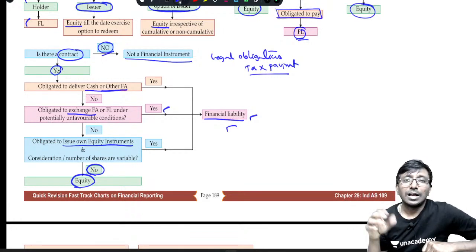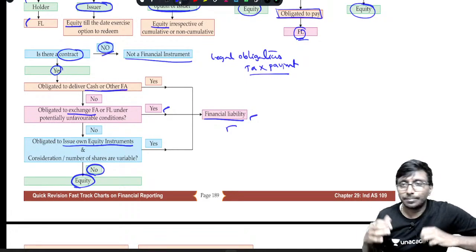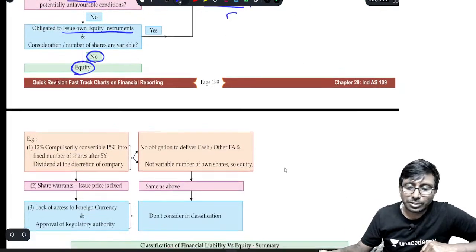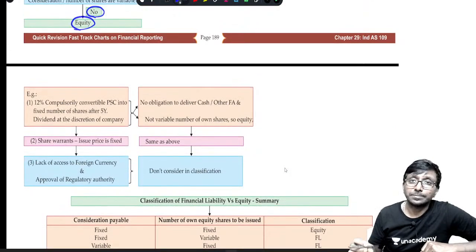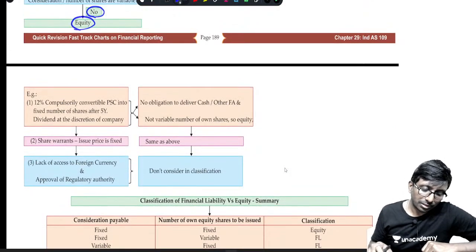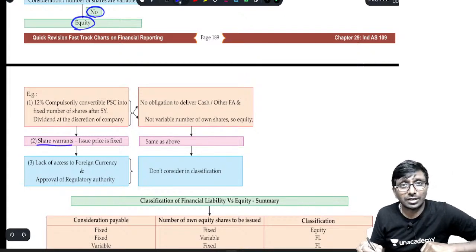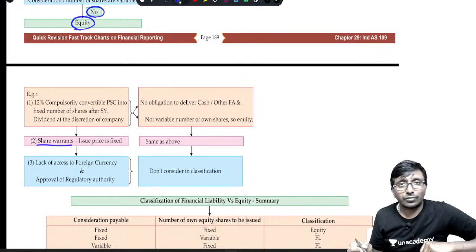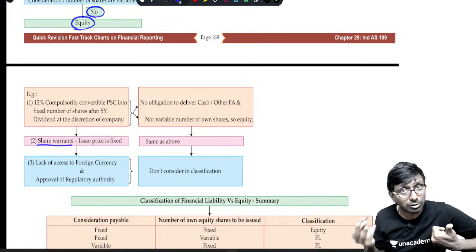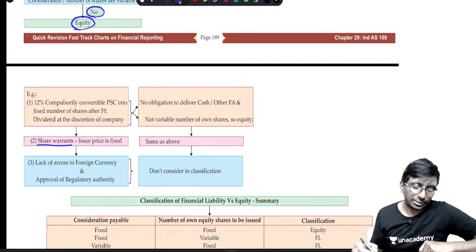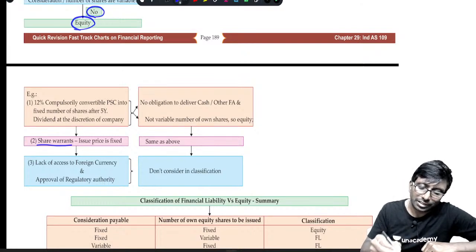Then obviously it is equity. I am not liable, I just got money, I don't have any kind of obligation. It is financial, it is equity but not a financial liability. Got it? Next, there's the share warrant example. In a share warrant, the amount is very clearly fixed, and the number of shares we are going to give is also fixed. Then it is equity, it is not a financial liability. Correct? It is equity, it is not a financial liability.